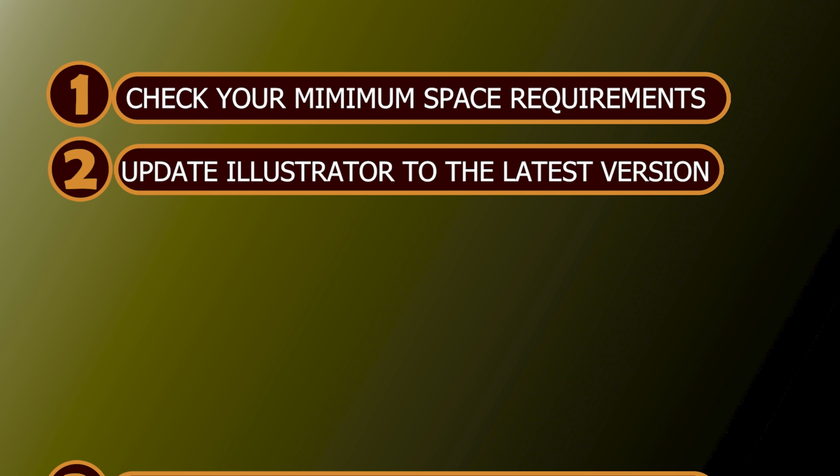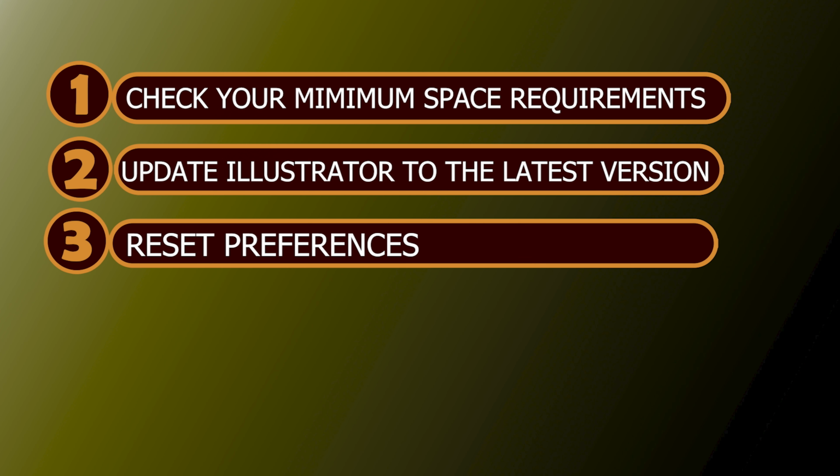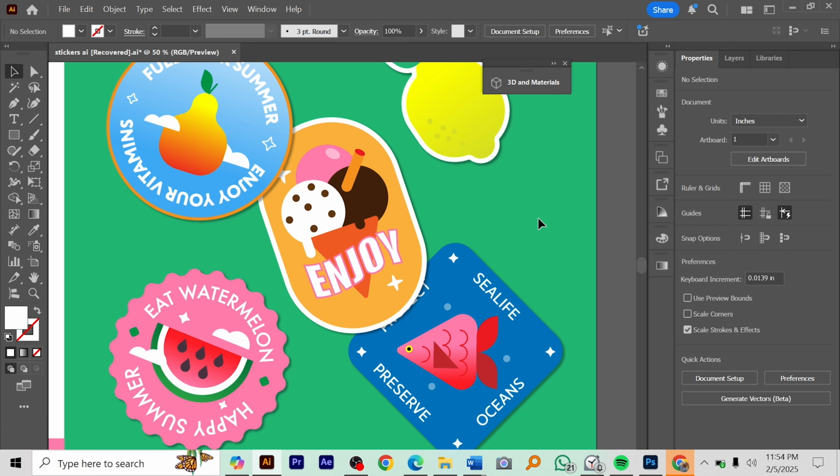The third step is to reset preferences. It's very important to make sure your preferences inside Adobe Illustrator are not corrupted, because corrupted preferences can cause crashes, freezing, lagging, or even slowing of the program, especially when you are opening new files or using advanced tools. You may find your Adobe Illustrator crashing or sometimes closing, and you can lose your project.